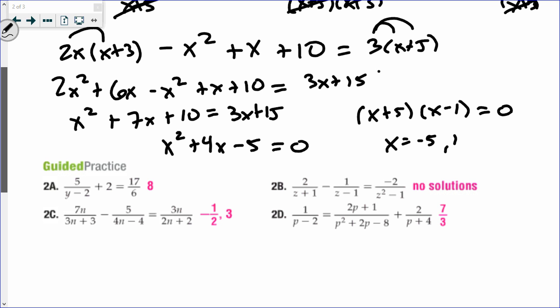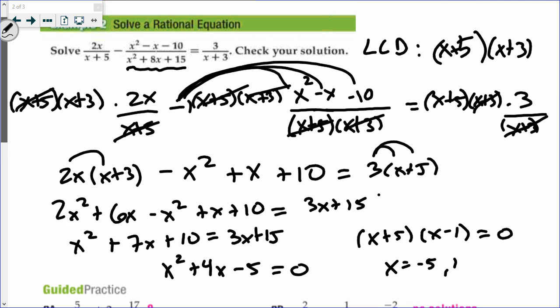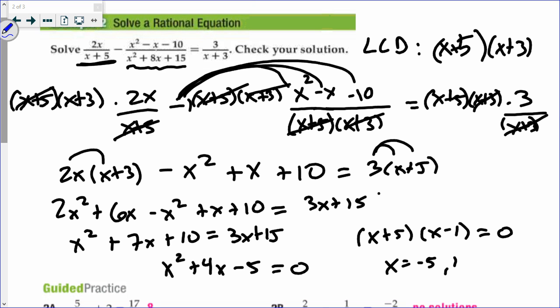But when we do that, we see that the denominator, excuse me guys, this denominator, x plus 5. If I plug in -5, my solution -5, I plug that in up here, that denominator is going to become what? It's going to become 0. Okay? If I plugged in -5 in this denominator, that'd be 0 times whatever x plus 3. It's going to be 0. So -5 is going to be extraneous. I see that off the bat. Okay? Well, 1. Is 1 going to make any of the denominators 0? No, it's not. So 1 would be a solution. 1's our only solution here. All right?